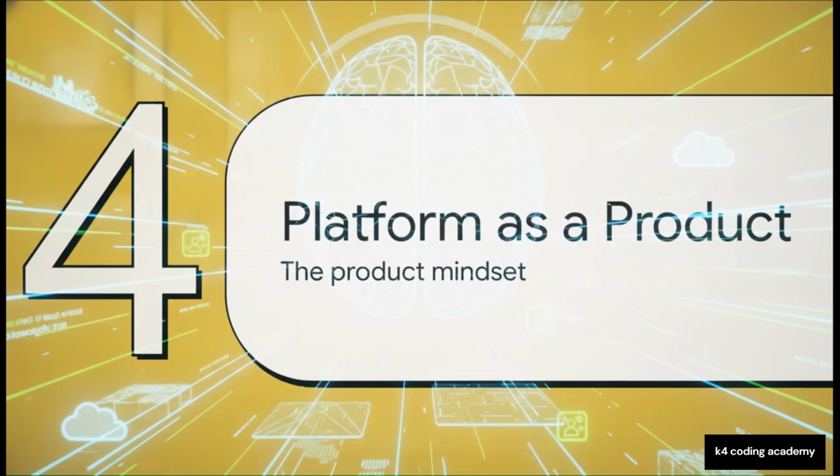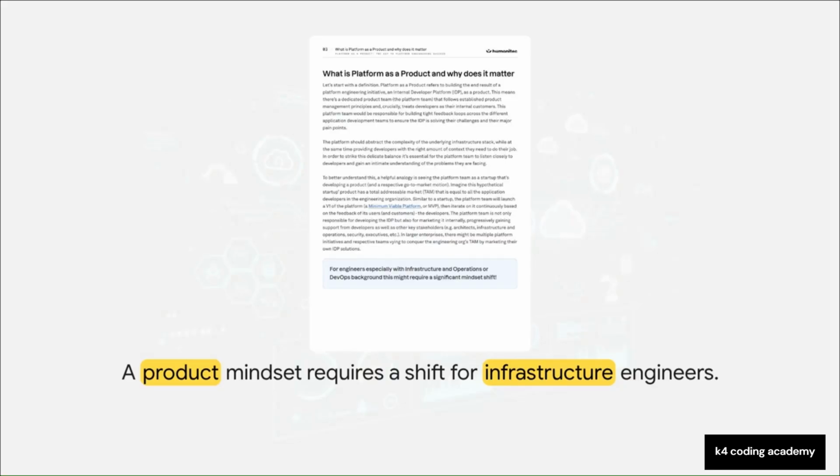Section 4. Platform as a product. Getting developers to actually use these golden paths? Well, that requires a massive organizational mindset shift. You can't just build it and cross your fingers hoping they show up. The platform team has to act like a scrappy internal startup. You have to treat the developers as your primary customers and continuously iterate based on super tight feedback loops.